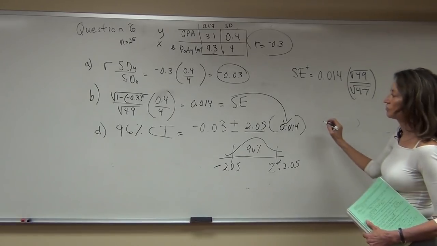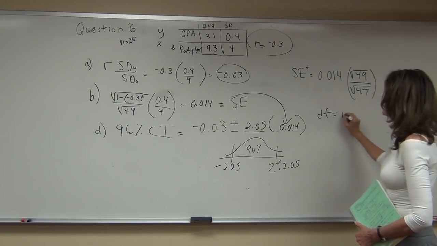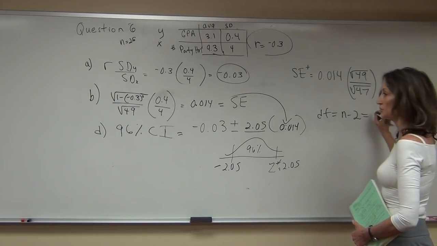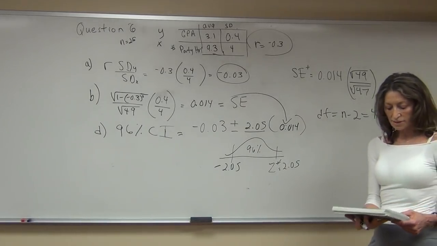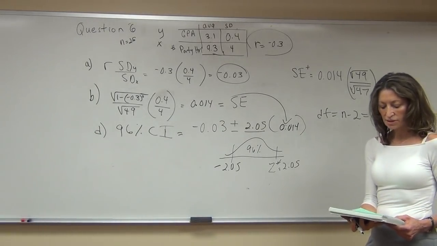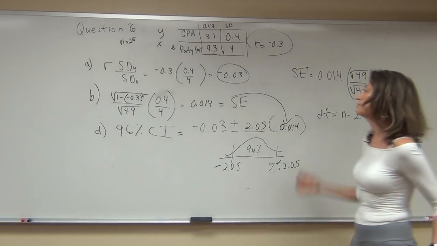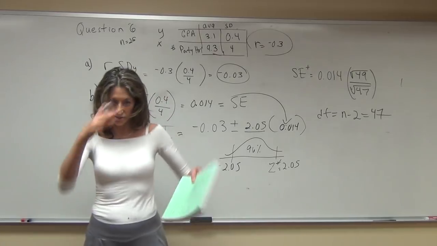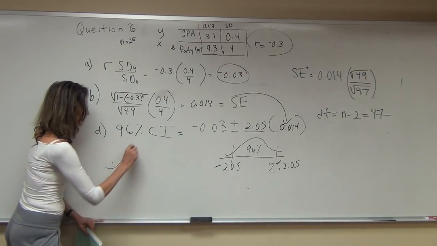Well, how many degrees of freedom would you have? The degrees of freedom are equal to the sample size n minus 2. So in this case, that would be 49 minus 2, which is 47. And then finally, it asks you, how would the critical value of t compare to the critical value of z? Well, remember, the t-curve is fatter in the tail, skinnier in the middle. So you just want to know where the critical values are.